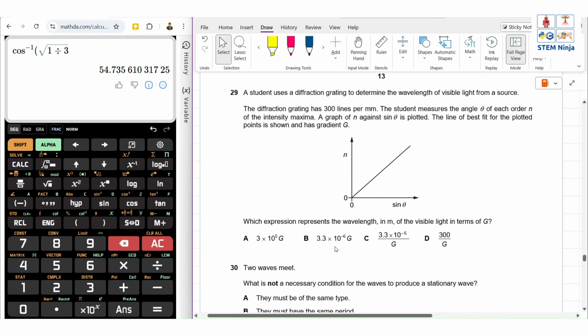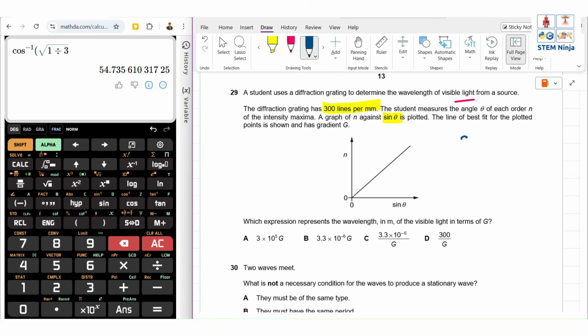Okay. A student uses a diffraction grating to determine the wavelength of the visible light from a source. Diffraction grating has 300 lines per millimeter. Student measures the angle of each order of intensity maxima. Graph of n against sine theta is plotted. The line of best fit for the plotted points is shown and has a gradient g. Which expression represents the wavelength in meters of the visible light in terms of g?